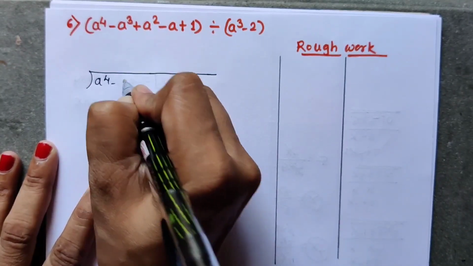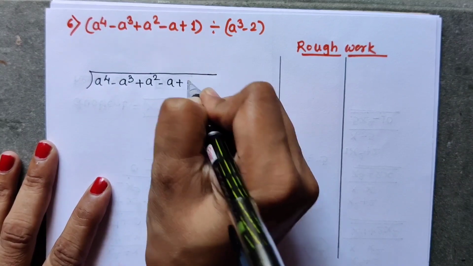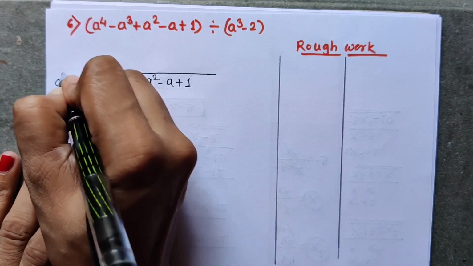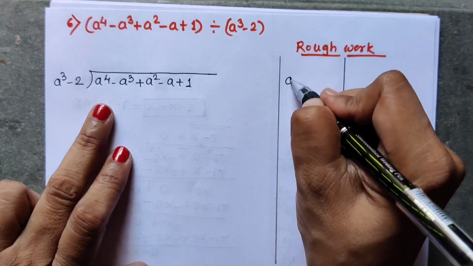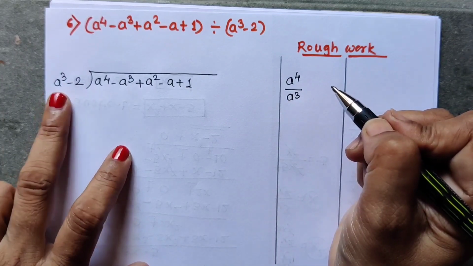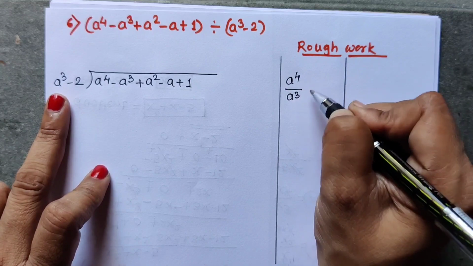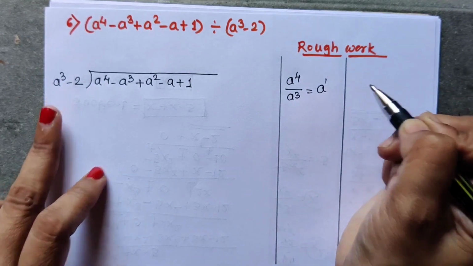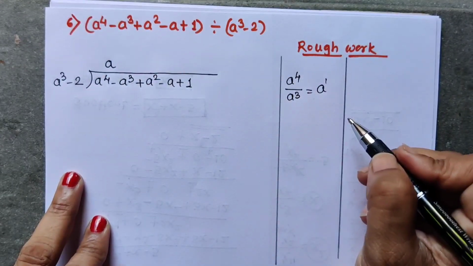A raised to 4 minus a cube plus a square minus a plus 1 divided by a cube minus 2. So first we have to check a raised to 4 divided by a cube, the first term of the dividend divided by the first term of the divisor, a cube and a raised to 4. 4 minus 3 means 1, a raised to 1. So a raised to 1 I am going to write here in the quotient.